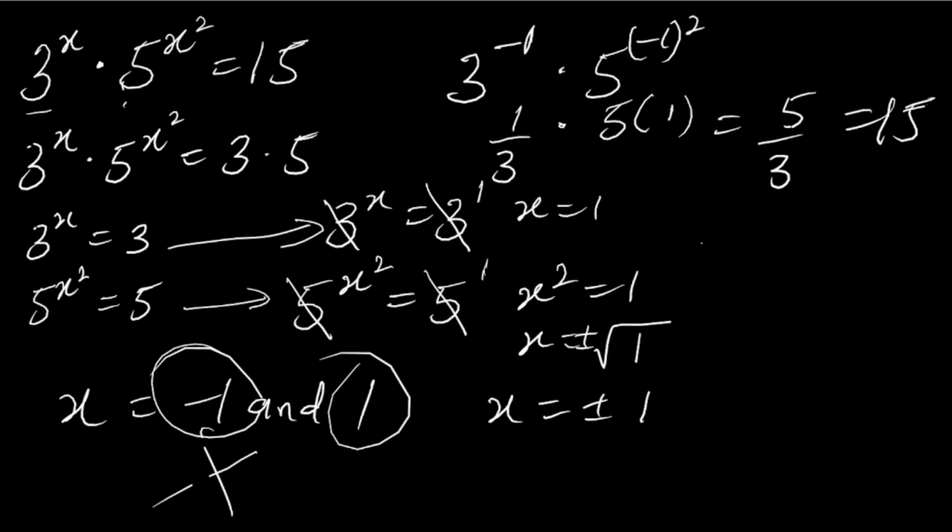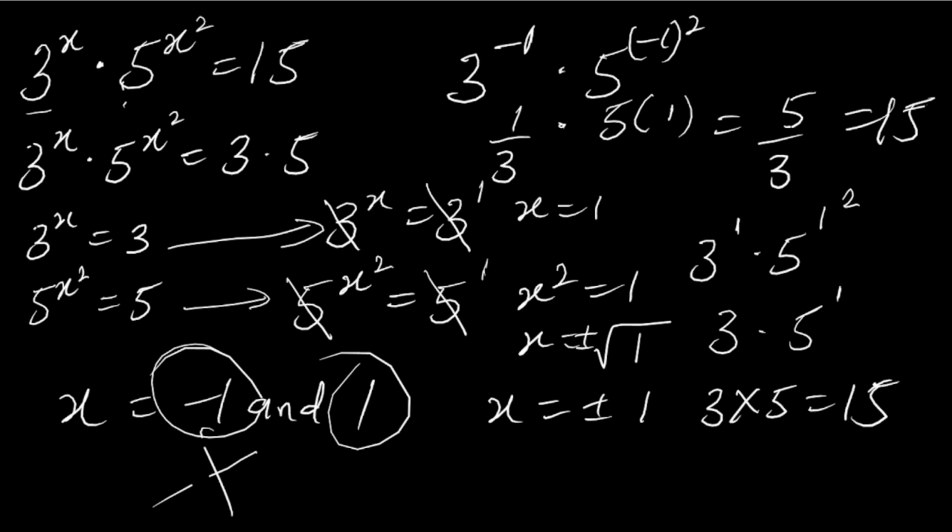Now checking for 1, this is 3 raised to the power of 1 multiplied by 5 raised to the power of 1 squared. That is, this is 3 multiplied by 5 raised to the power of 1, because 1 squared is still 1. So this is actually making sense. So that is the final answer to this question: x being equal to 1.